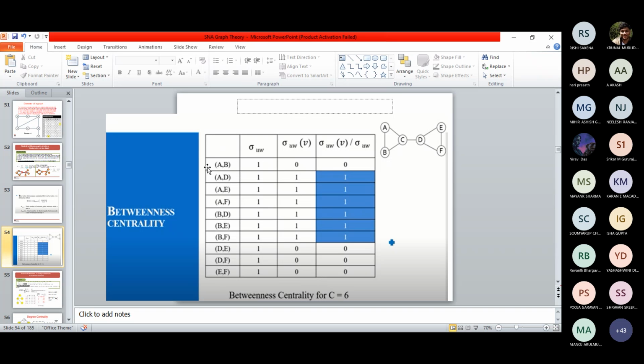So you see, is there a shortest path between A to B? A to B, there is one path. A to D, there is one path. A to E, there is a path. A to F, there is a path. It is not a step, it is a path. So we have shortest paths over here.